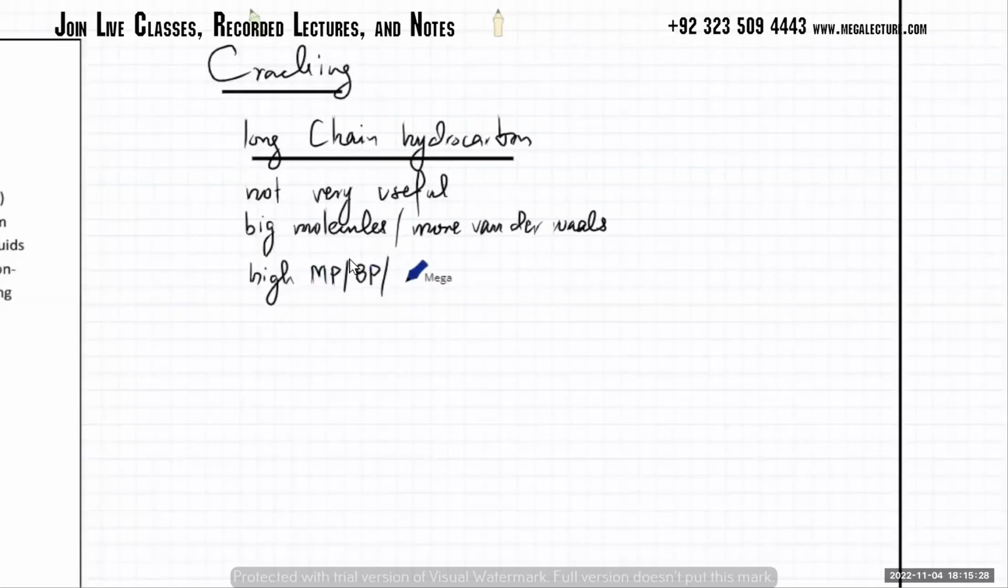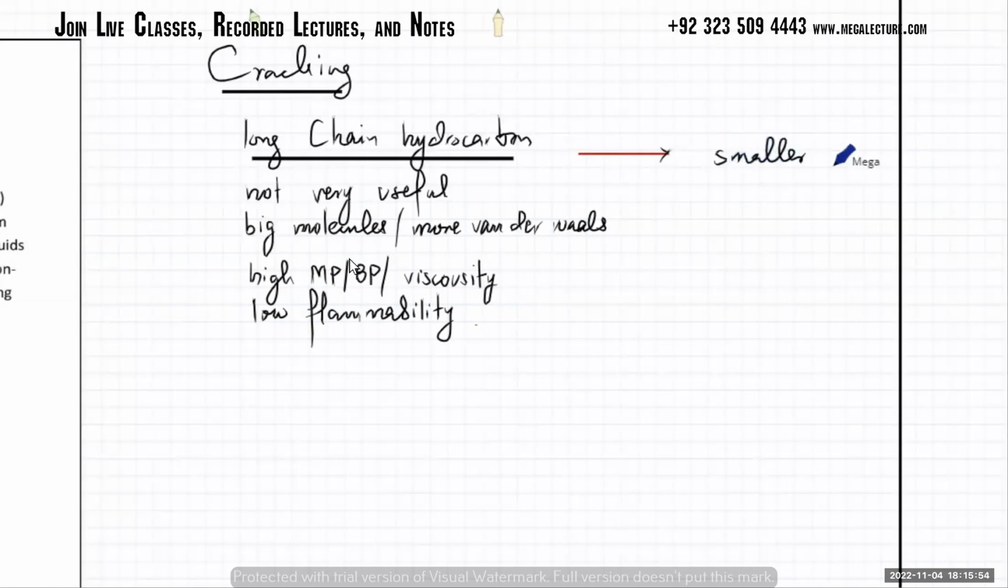They've got high viscosity, which is why they're not going to mix with stuff as well. So they've got low flammability as well. So most of the time, they're not very useful. So what you do is you break them into smaller chains. So you get a mixture of alkanes, alkenes, and hydrogen gas as well.